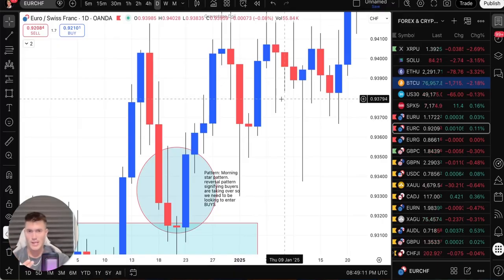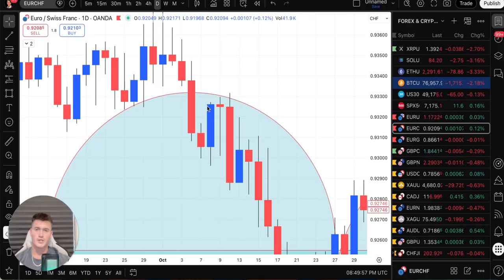I want to also go over an evening star pattern, which is a reversal pattern signifying that sellers are taking over. So here's a good example of an evening star pattern. You see it's the same thing, it's just flipped. So we've got our evening star pattern here.